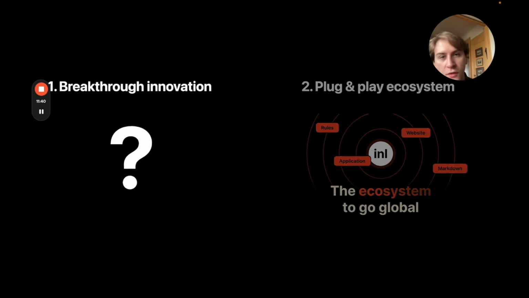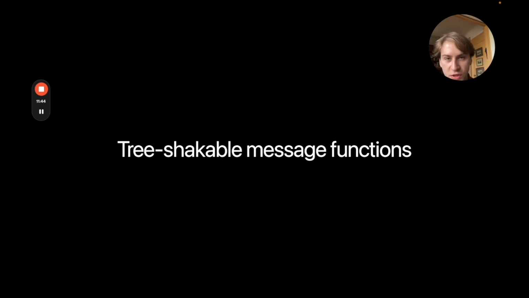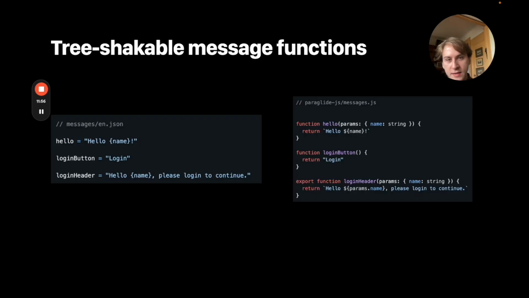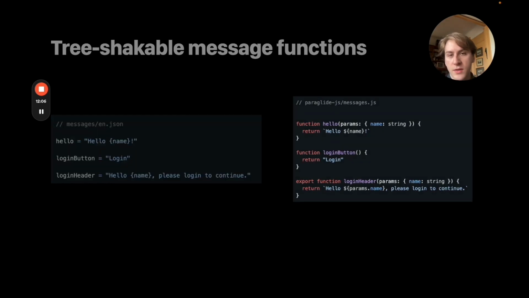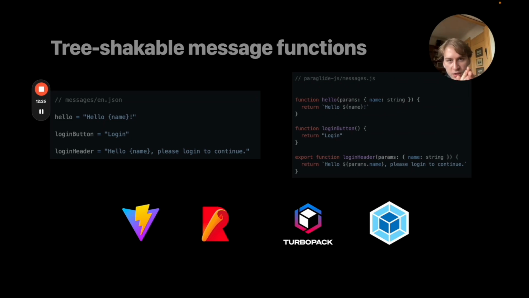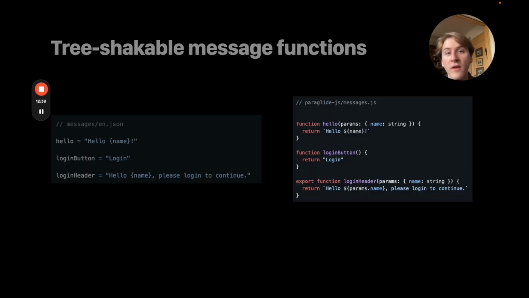Let's start with the breakthrough innovation. Wow! We call it tree-shakable message functions. Paraglide JS leverages a compiler similar to Svelte that takes your translation files and contained messages and compiles them to pure JavaScript functions. Pure JavaScript functions mean that your bundler, Vite, Rollup, Webpack, TurboPack, can automatically tree-shake and optimize them. Your bundlers can't optimize your translation files, but your bundlers can optimize your JavaScript files. That's what they're built for, and this is the innovation.